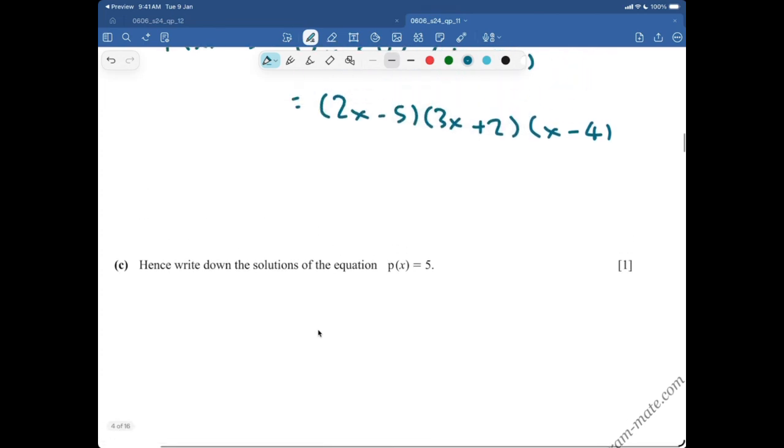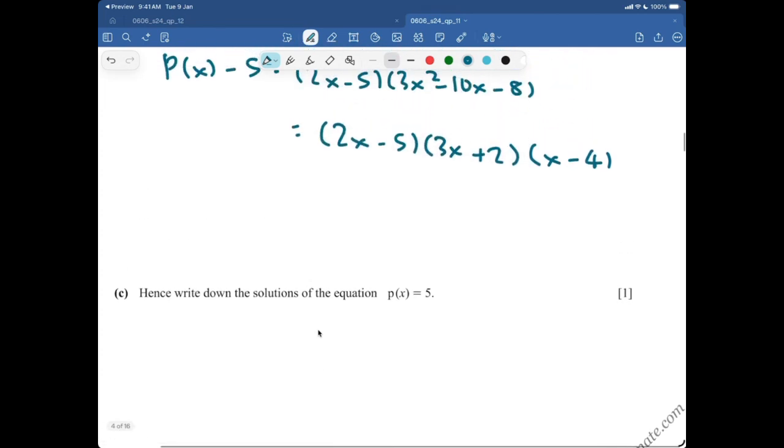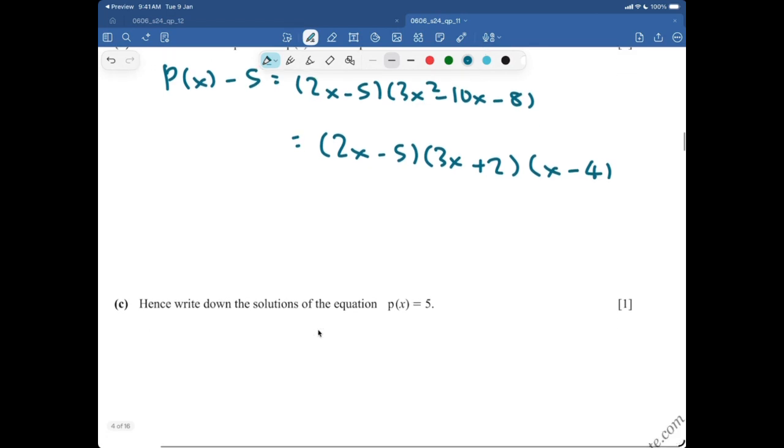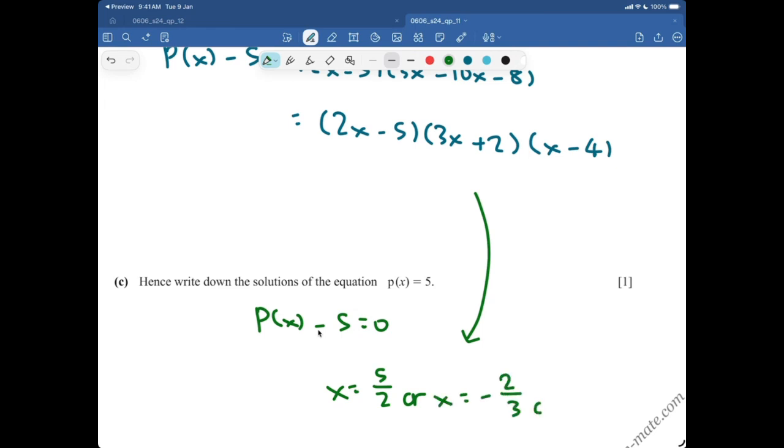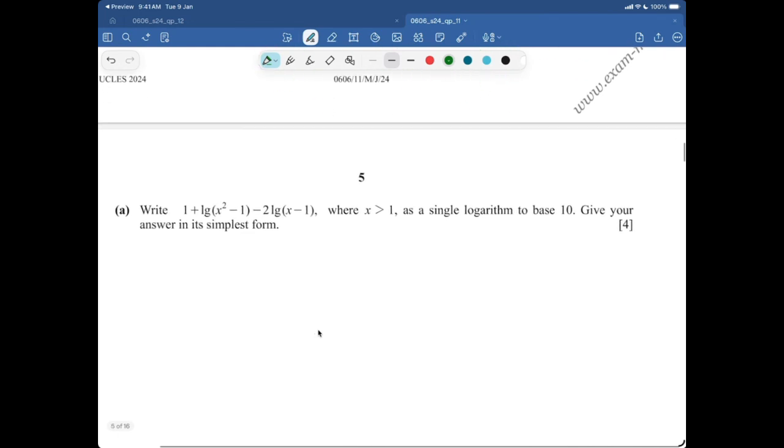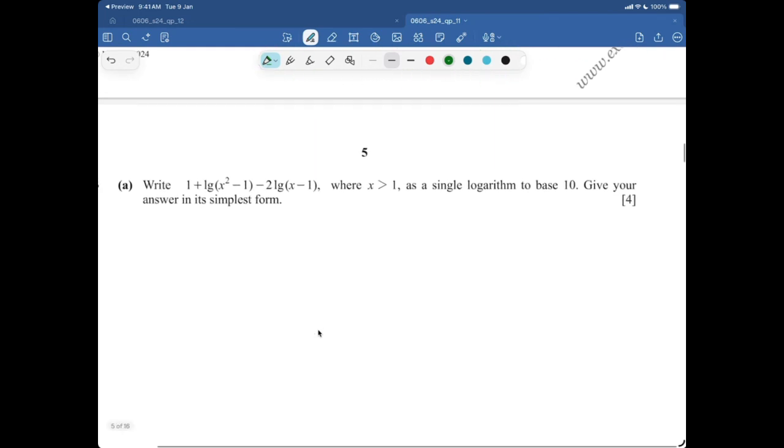Hence write down the solutions of the equation p(x) equals 5. So p(x) equals 5 means that p(x) minus 5 equals 0. And so if we solve this to be equal to 0, we have x equals 5/2, or x equals -2/3, or x equals 4. Okay, that's relatively simple.